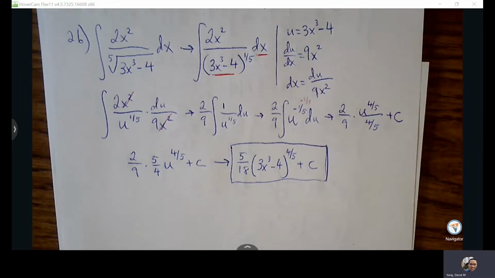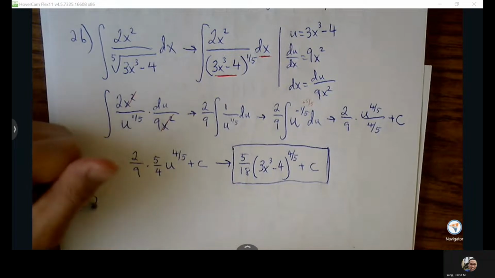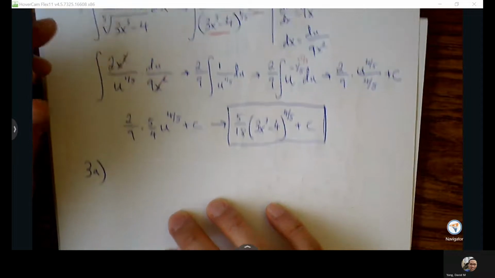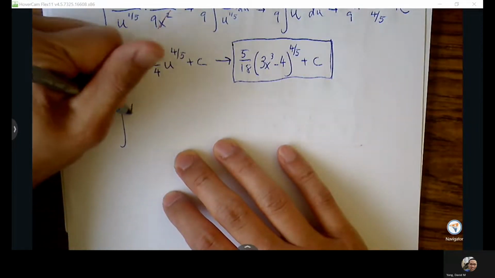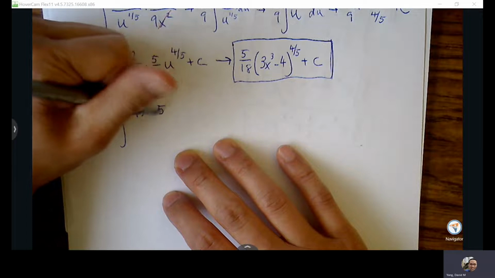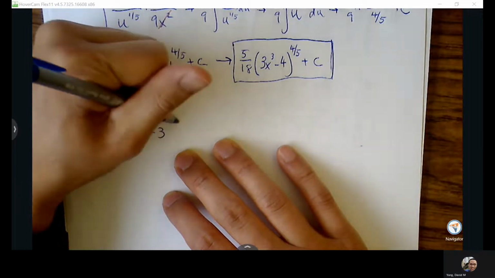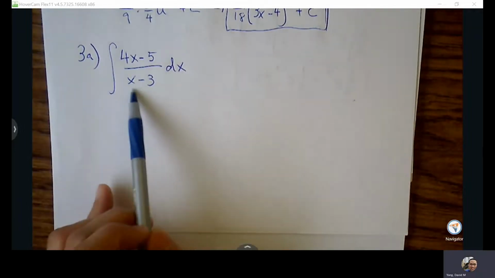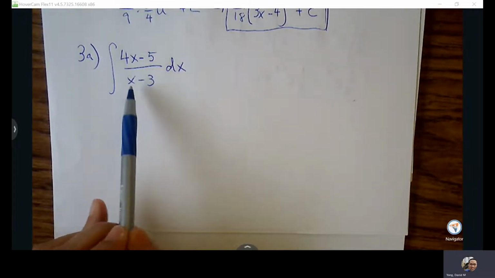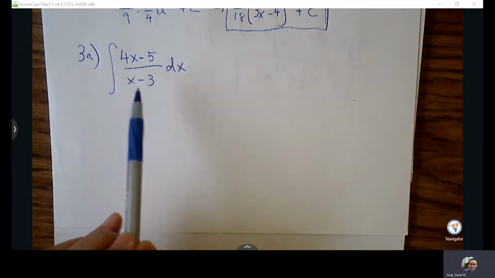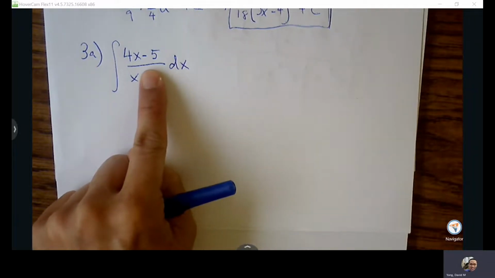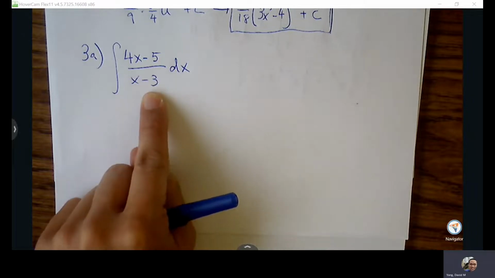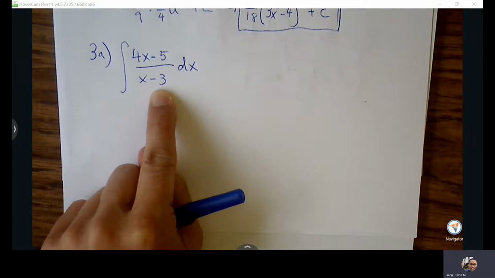Okay, number 3. Okay, let's go down our checklist, right? The first option is, can we expand? There are already too many terms in the denominator. We can't split up like we can if it was just 4x minus 5 over x, then we can split up into separate fractions. But the x minus 3 prevents us from doing it.